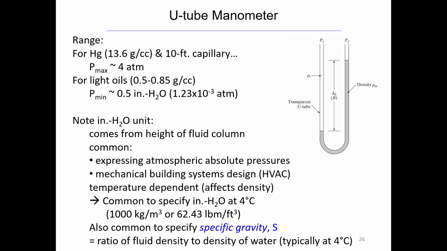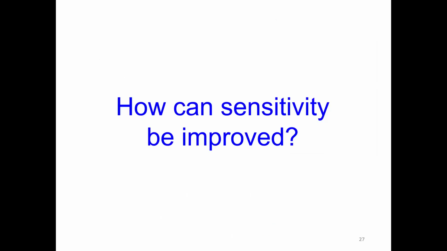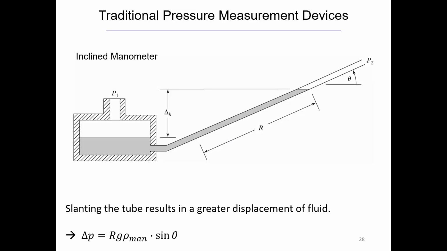So if something was twice as dense as water, if it was 2,000 kilograms per meter cubed, you would have a specific gravity of 2. S would equal 2. We're going to get to an example here pretty soon that looks at these. First, let's look at how sensitivity can be improved in a manometer. This would be another thing that I would quiz you on if we were in class. But again, we're not, so I'll just go forward with it.